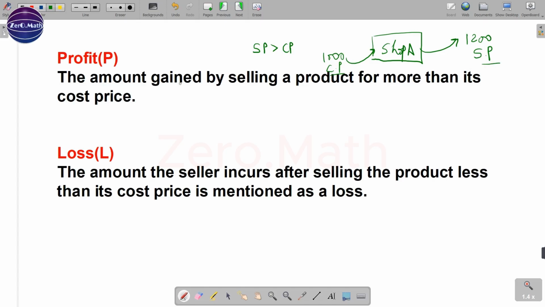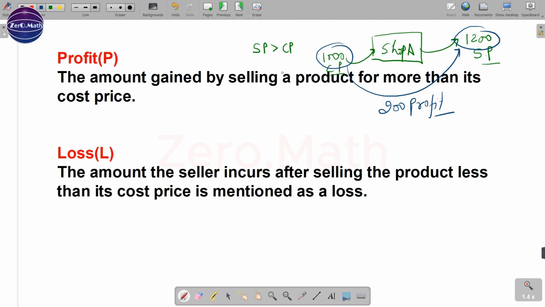Profit is the amount gained by selling the product for more than it cost. Let's consider a simple example. Imagine he sold an item for 1200 rupees, having previously bought it for just 1,000 rupees. This means he sold it for exactly 200 rupees more than he paid, right? Consequently, these 200 rupees are what we define as our profit. I really hope that you have understood this concept clearly by now. Profit is easy to understand, okay?